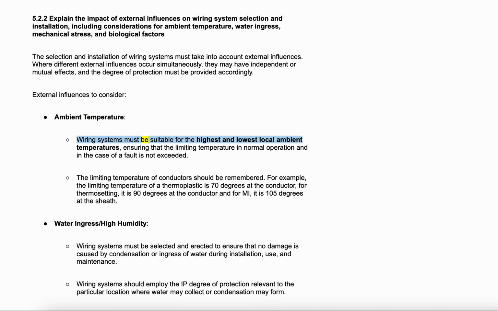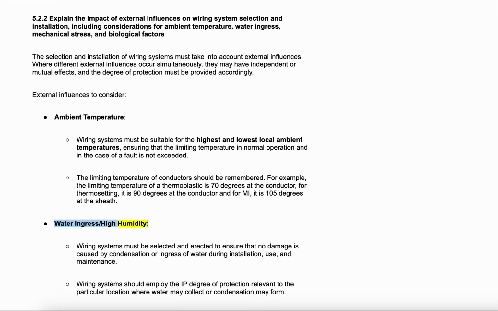Wiring systems must be suitable for the highest and lowest local ambient temperatures, ensuring that the limiting temperature in normal operation, and in the case of a fault, is not exceeded. The limiting temperature of conductors should be remembered. For example, the limiting temperature of a thermoplastic is 70 degrees at the conductor. For thermosetting, it is 90 degrees at the conductor, and for MI, it is 105 degrees at the sheath.